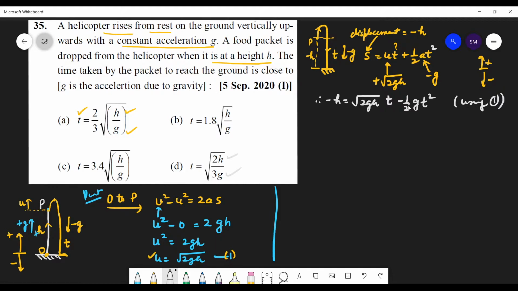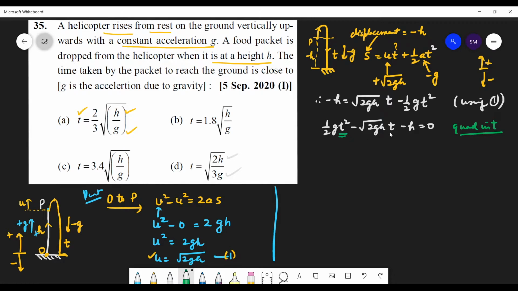So let us write it properly. So bring it this side. So half gt square minus under the root 2gh into t minus h equals to 0. So this is a quadratic equation in t. Yes, this is quadratic in t.